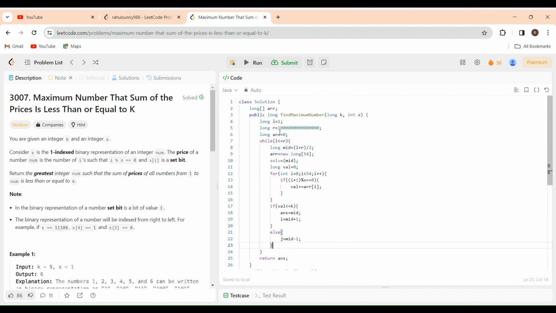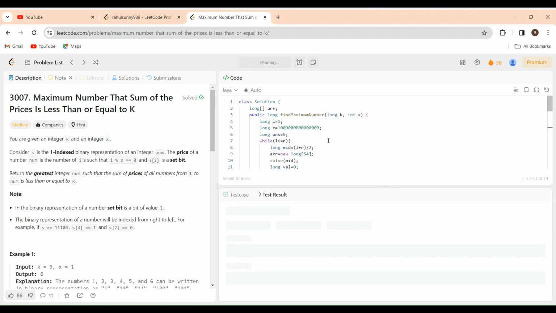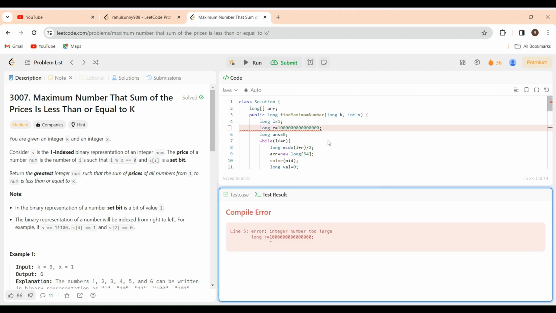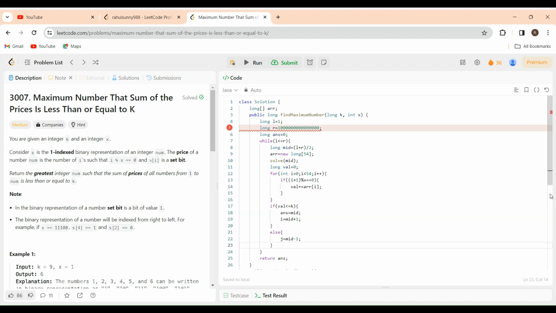Okay, now we will try to run this and check whether there are any errors. Okay, integer number is too large. In Java, whatever number we write, it will always try to consider it as an integer, right? We have to specify whether it is a long number. So after writing the number, we have to put the L value here. It will say that it is a long number.